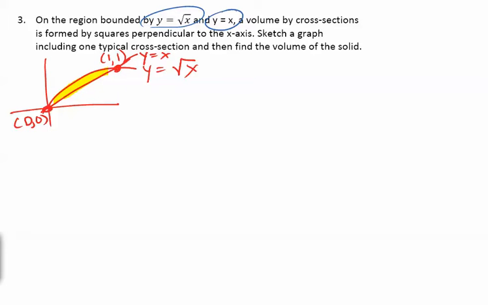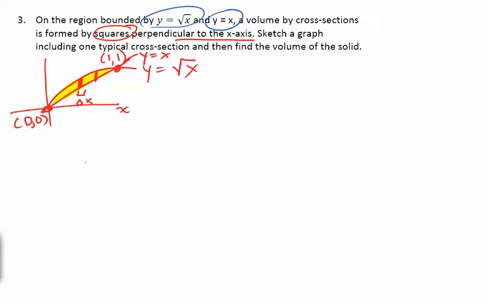And on top of that, we are going to build cross sections perpendicular to the x-axis, and they are going to be squares. So I'm going to pick cross sections going across this region. So our thickness again is going to be a delta x because it's perpendicular to the x-axis.